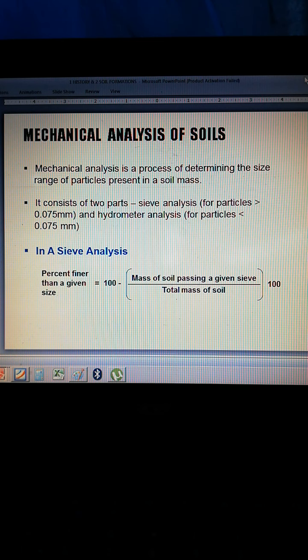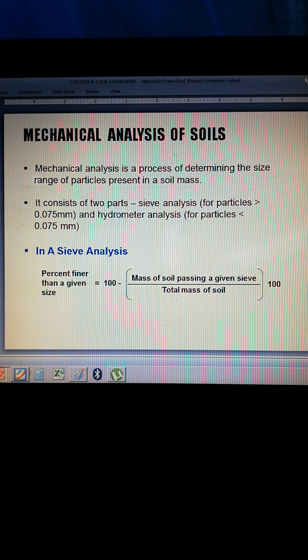When you use the mechanical analysis, the first analysis that we are to perform is the sieve analysis. And then the second one is with the use of the hydrometer analysis. That is using that apparatus wherein you are going to determine specific gravity.